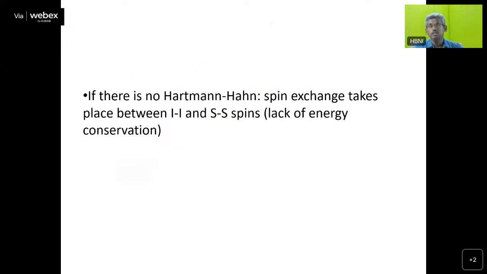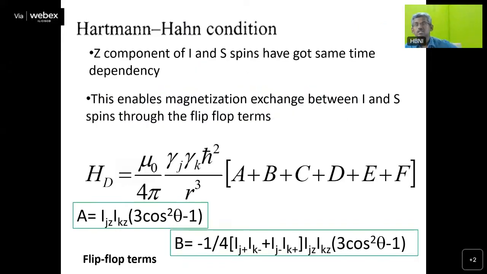I think it is not written here, but it is there. The A term, which is the first term, and the B term also have this 3 cos squared theta minus 1; of course, the other terms do not. So these A and B terms, the dipolar Hamiltonian, have 3 cos squared theta minus 1 dependence. At theta equal to 54.74 degrees, which is the magic angle, 3 cos squared theta becomes 1, 1 minus 1 becomes 0, and A and B become very small.